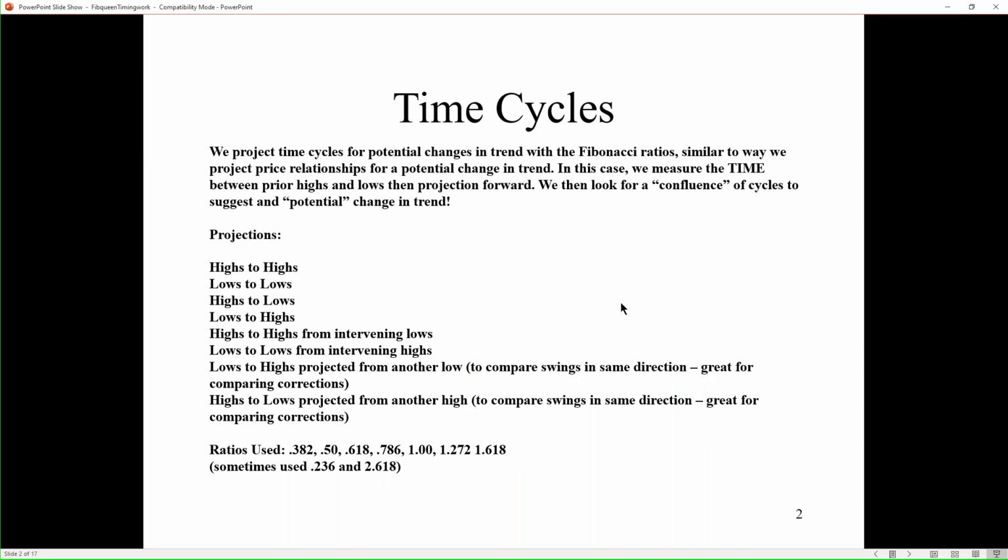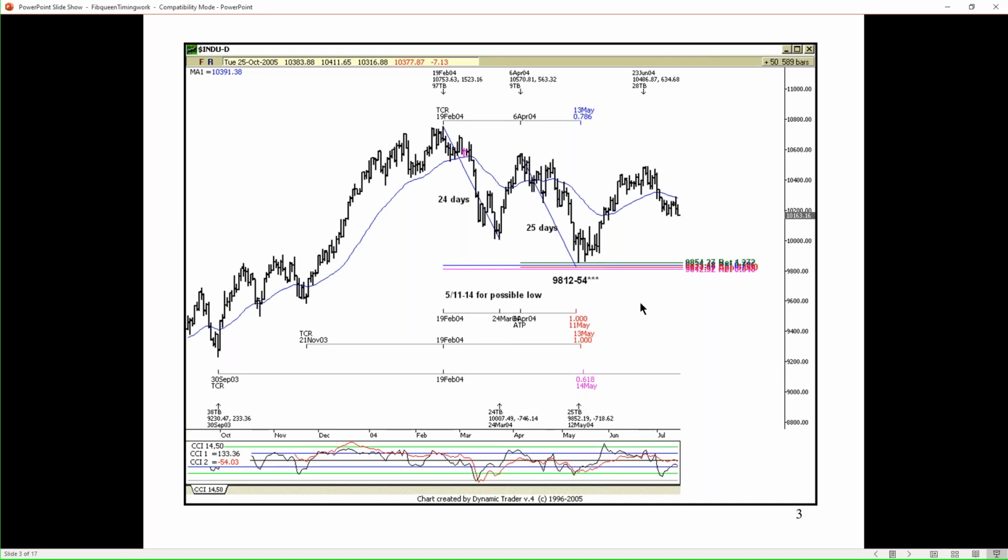Let's take a look at, let's see what I have here. These are definitely some really old examples, but it doesn't matter because it still works the same way, and I'm also going to show you some recent cycles. But here's an example of measuring from prior highs to highs. This is way back when on the Dow Jones. What was interesting here was we had a high to high cycle, and that came in on the 13th, 786. I had a high to low projected from the high.